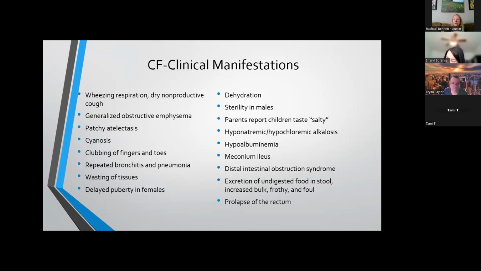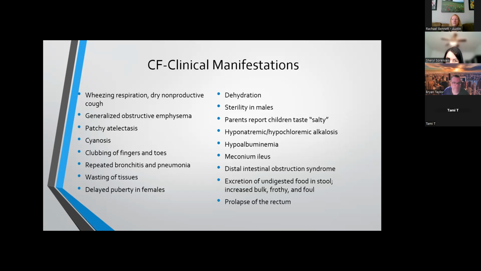Now, putting them all together, listing all the manifestations out there for you. We've got the wheezing respiration, the dry, non-productive cough. We've got generalized obstructive emphysema, patchy atelectasis, meaning that we're going to have poor gas exchange. Cyanosis comes from long-term deoxygenation, clubbing of the fingers, again, chronic deoxygenation. Remember, not something we're born with, something that develops. Repeated bronchitis and pneumonia, because of that stagnant mucus, pathogens get trapped in it.